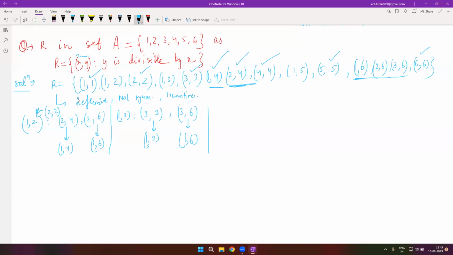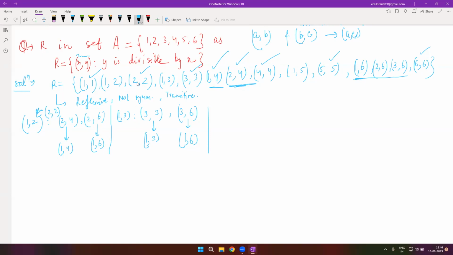Then we will start with 1,2. To check whether 1,2 follows transitivity or not, we will take all the pairs which start from 2. Because the rule was a,b. If you have a,b and b,c, then a,c should be there. Then only the given relation follows transitivity. So for 1,2, I'll take all the pairs which start from 2.